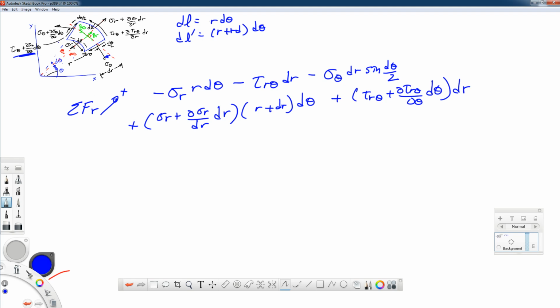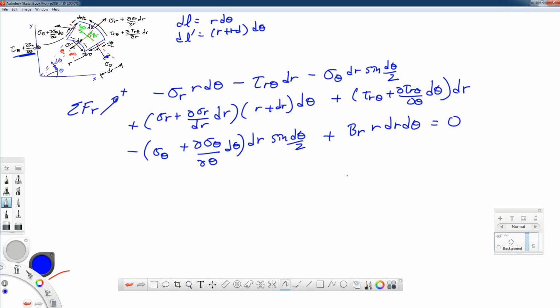We have a component of this sigma theta on the far side. Remember that's sigma theta plus the amount of change as theta changes. The rate of change, partial of sigma theta with respect to theta, d theta. Multiply that total stress by the area on which it is acting, which is dr times 1. And we also have the sine d theta over 2 component of that. And then lastly, we have the body force per volume times the volume. Again, the thickness equal to 1 gives us this contribution.